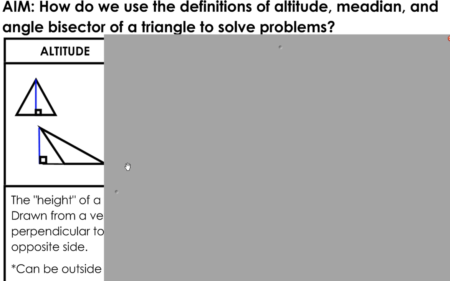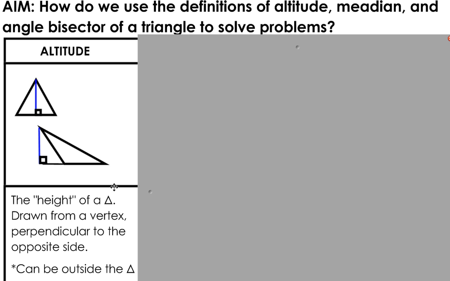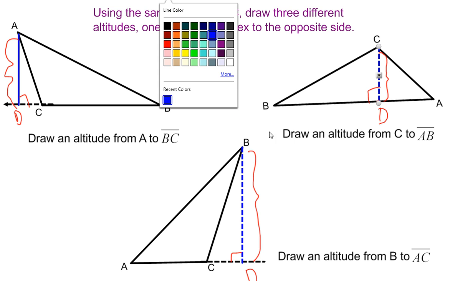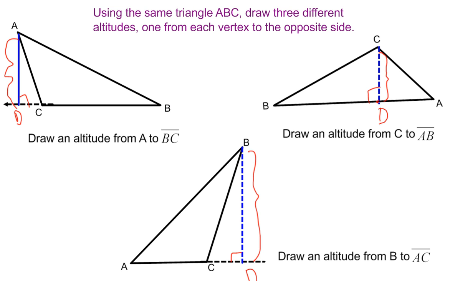So let's review for a moment. How do we use the definitions of altitude, median, and angle bisector of a triangle to solve problems? Well, first, here was the altitude, and an altitude is the height of a triangle drawn from a vertex perpendicular to the opposite side, which is what we saw here. These are all altitudes. What I have in blue here, and let's make this blue also for consistency. These are all altitudes that I just drew.